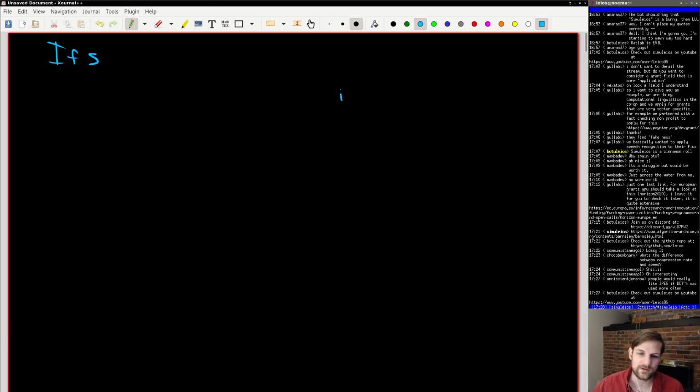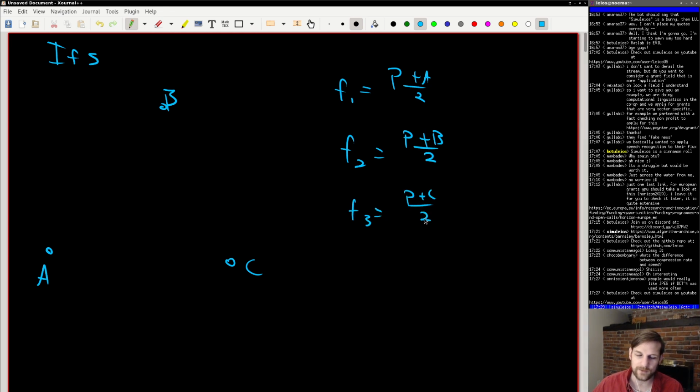So the way this works is we have essentially a set of functions. F1 is going to be equal to, maybe we have 3 points here, A, B, C. So F1 would be equal to whatever your point location is plus A over 2. F2 is going to be equal to whatever the point location is plus B over 2. And F3 is going to be equal to the point plus C over 2, right?